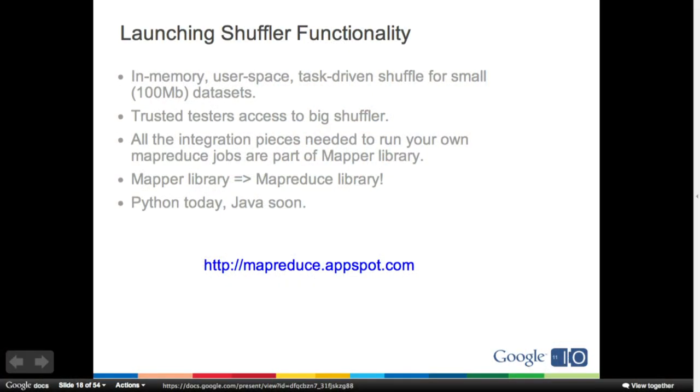We also announced that we want to start trusted testers access to Big Shuffler. So if you have some kind of data sets which you need to run MapReduces on, if you have hundreds of gigabytes of data and you want to run MapReduces, just get in touch with us and we will see how it works for you. And we also, of course, are releasing all the integration pieces which are needed to run your MapReduce jobs. And they are part of the MapReduce Library, which we're now starting to call the MapReduce Library. It's not just a map library anymore.